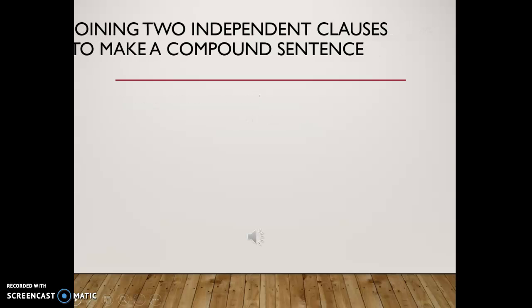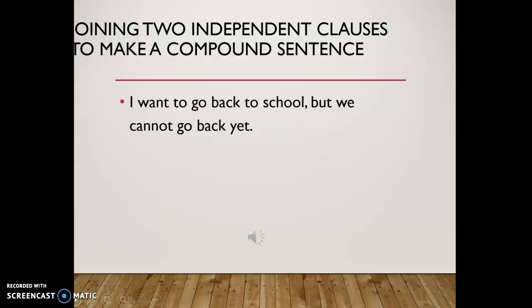Joining two independent clauses to make a compound sentence. We learned our coordinating conjunctions. There's two ways to remember them. FANBOYS, or my class learned a little song: and, or, but, for, so, nor, yet. Can you say it with me? And, or, but, for, so, nor, yet.